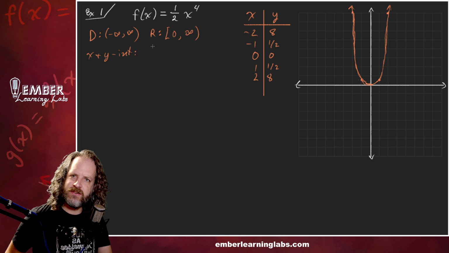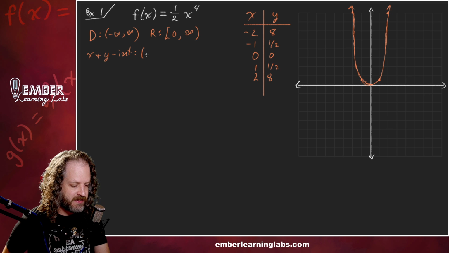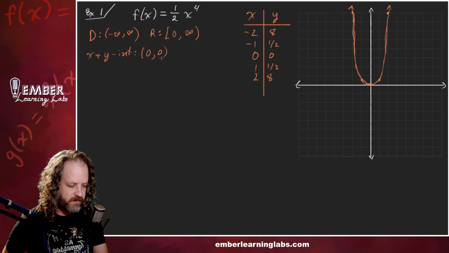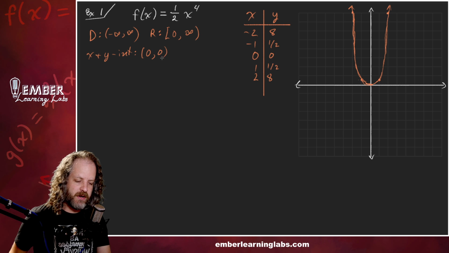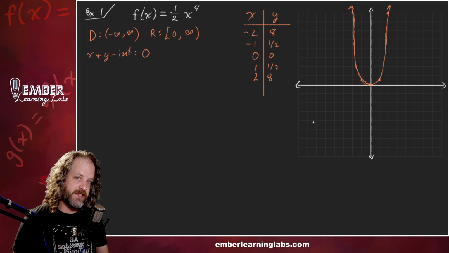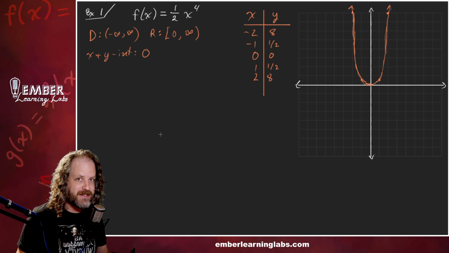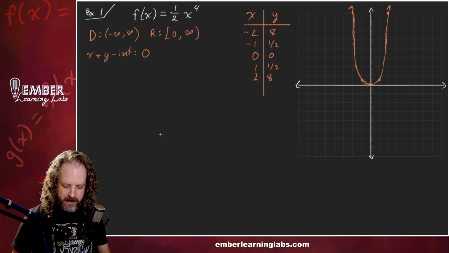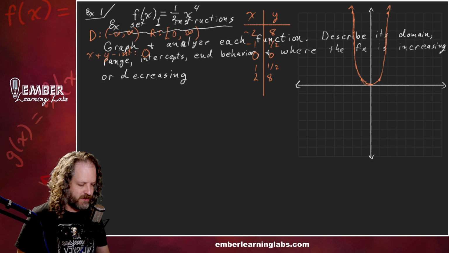Intercept, there's only one, right? It is at 0, 0, and it's the same for both. We can put it, well, probably better to put it just as 0. They both are at 0. They meet at the point 0, 0, right? Intercepts, what else was there?